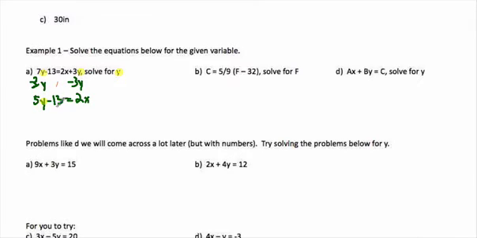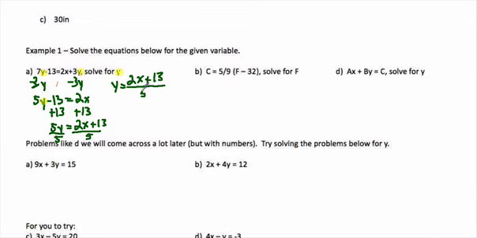It's y times 5 minus 13. So I'm going to add 13, and I'm left with 5y equals 2x plus 13. Then I need to divide by 5. And so now I have y equals 2x plus 13 all divided by 5.